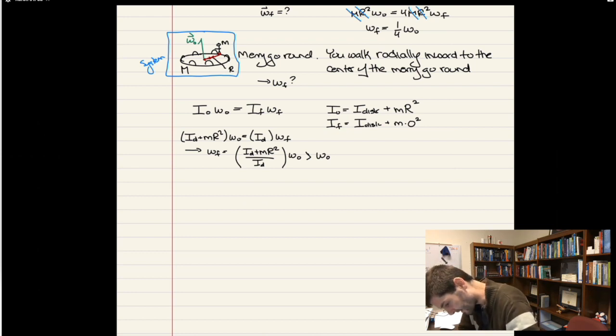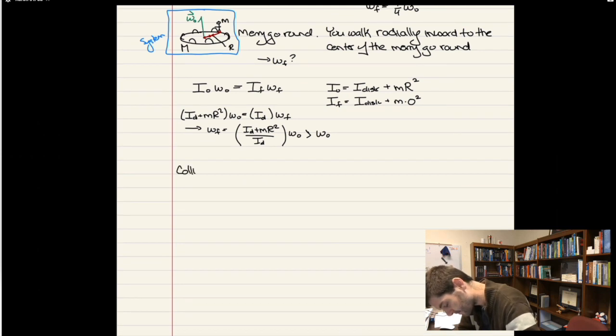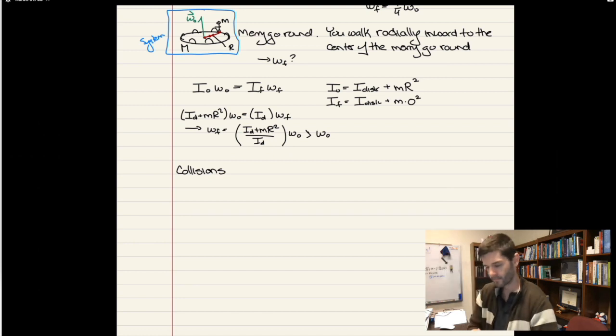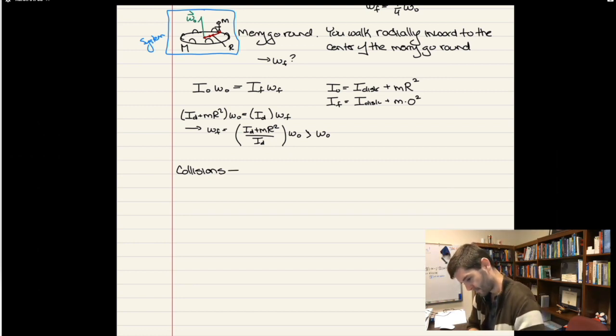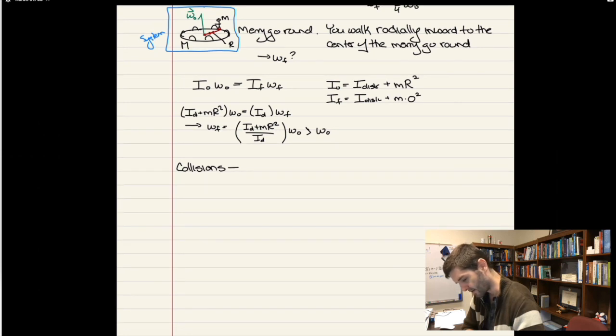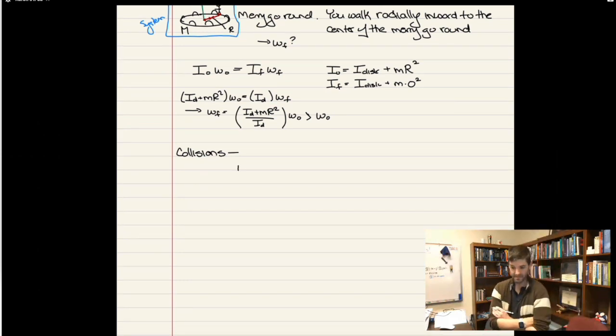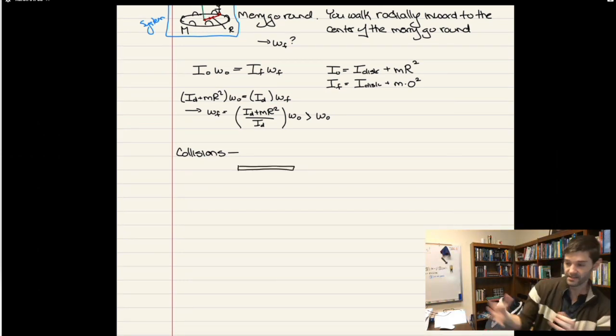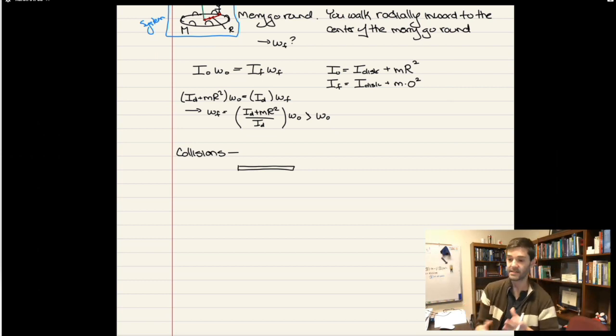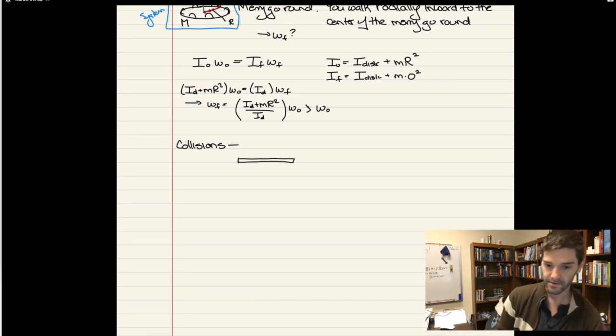As a result, omega final equals, again, this is very similar looking to what we saw with the ice skater. You have some fraction which is multiplied by, which is clearly greater than 1. So the merry-go-round spins up as a result. Again, you've concentrated more of the mass towards the center. It's easy to have that rotate compared to when it's spread far away from the rotation axis.